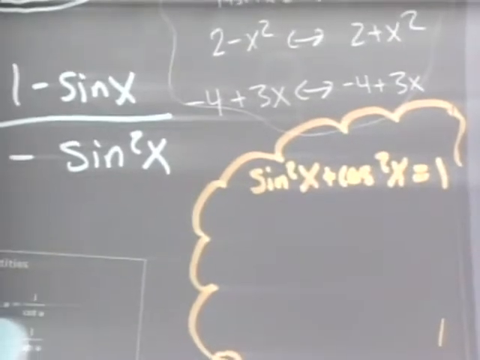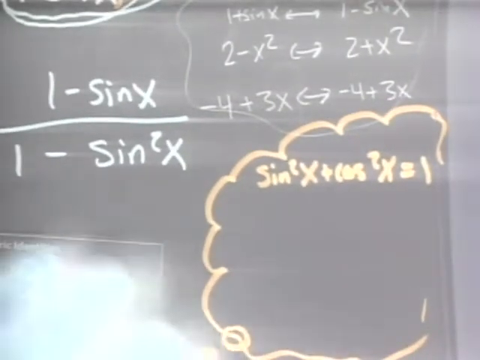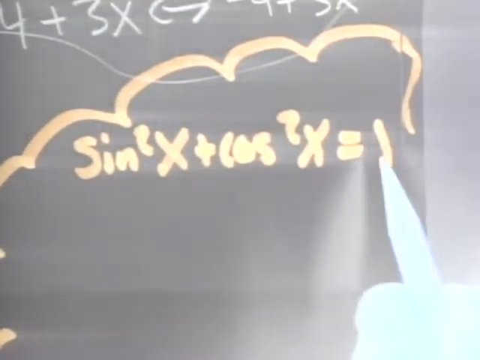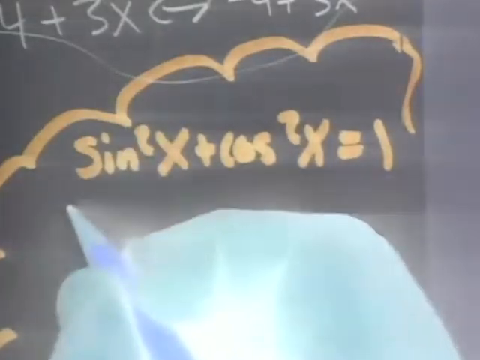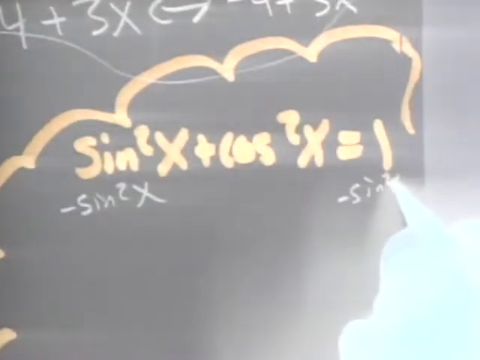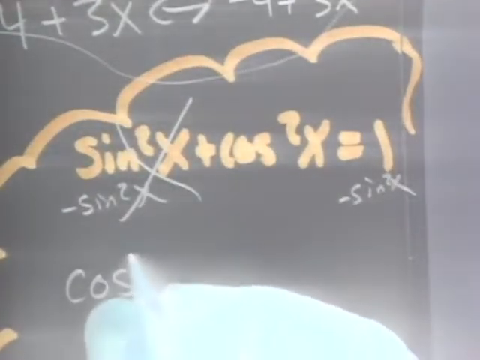So let me see if I can do that. I want this to say 1 minus sine squared x. Well, I got a 1 right here, so if I just subtract sine squared x on each side, that crosses out, and I get this. I get cosine squared x equals 1 minus sine squared x.